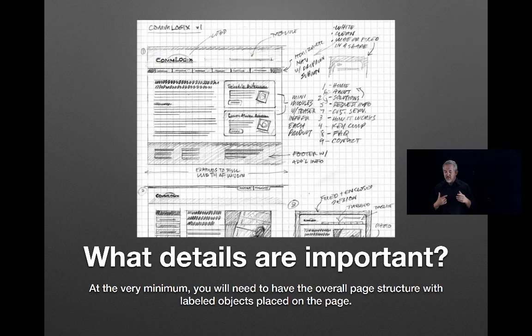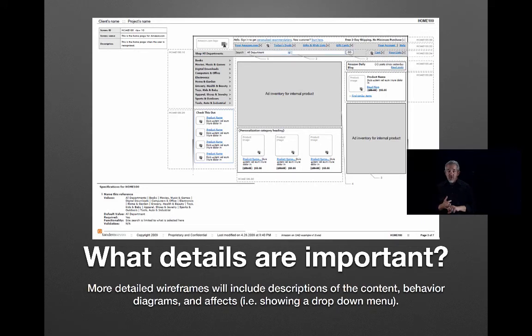At the very minimum, you need to have the overall page structure, the overall screen structure, with objects labeled. More detailed wireframes will include descriptions of content, behavior diagrams, and effects. You might have state diagrams drawn in. You might have menuing systems.